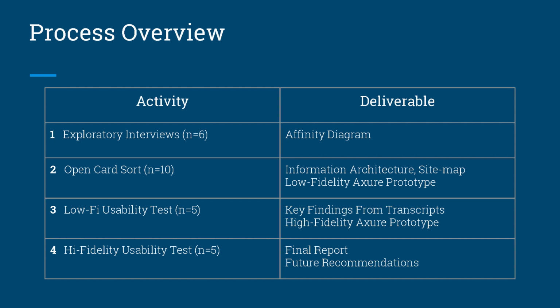So we started with 6 exploratory interviews to assess the needs, beliefs, and attitudes of gardeners. Then we conducted an open card sort with Optimal Sort to inform our information architecture and build a sitemap. And we used this data to create a lo-fi Axure prototype, which we tested with 5 users. And the feedback from this helped us make improvements and create a hi-fi prototype, which we tested with 5 additional users. And finally, we compiled all this data into a report and took note of key insights and future recommendations.